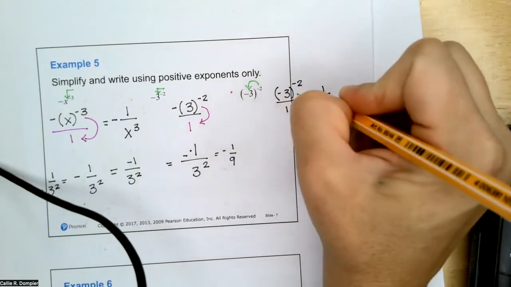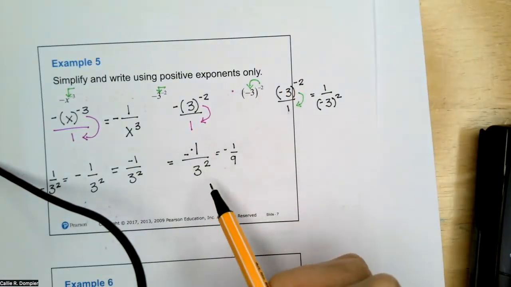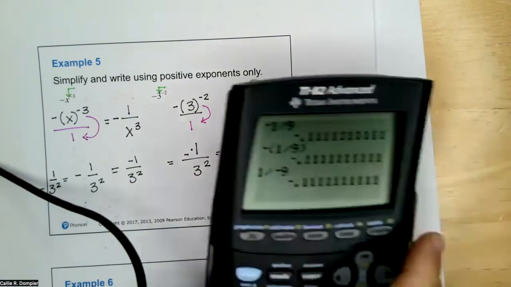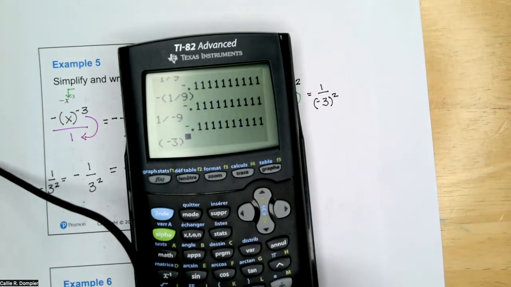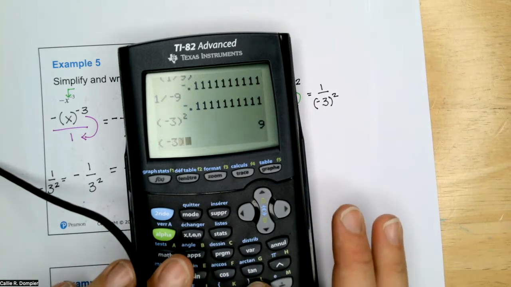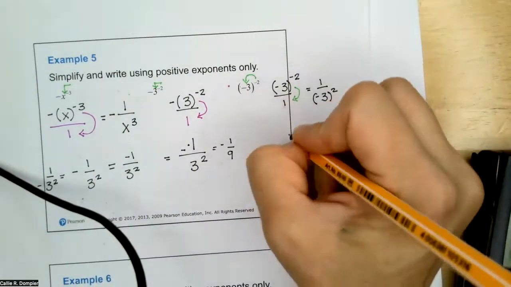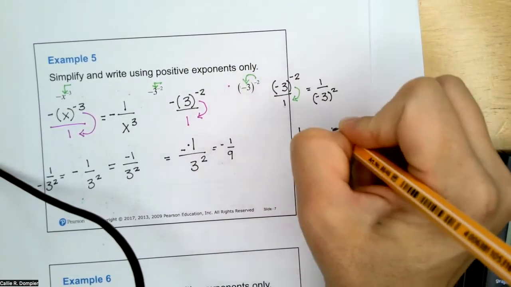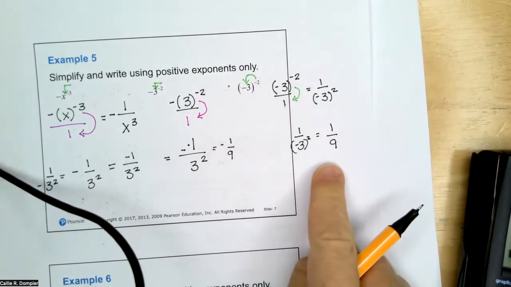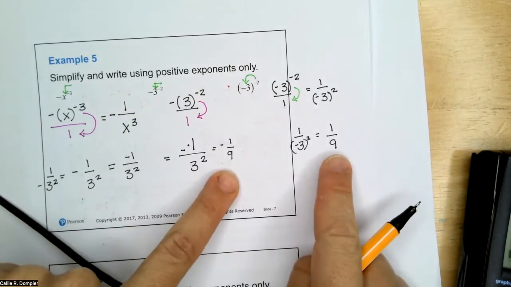So now I have 1 over -3. Now it's a +2, okay? Just like this was a 3 to the 2 becomes 9. Look at this, -3 squared. It's a +9 because -3 times -3 is a +9. So 1 over -3 squared is 1 over +9. So that's the difference between outside the parentheses and inside the parentheses. One's a negative, one's a positive.